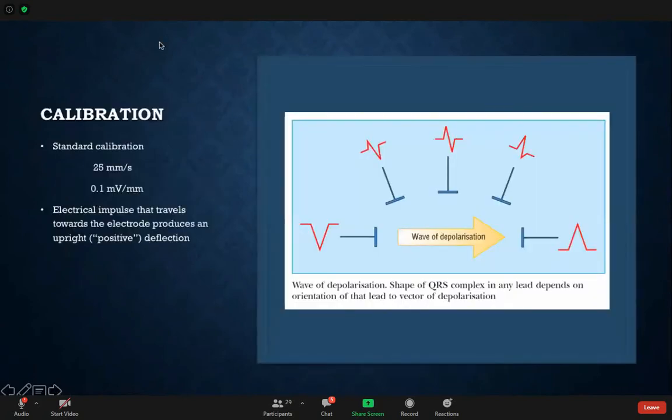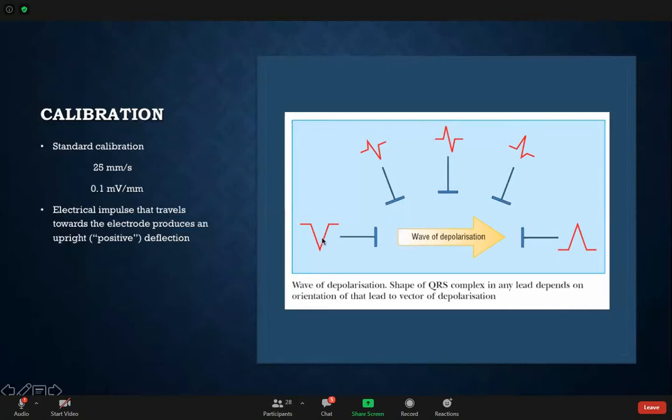So, depolarization. This is the standard calibration. On every ECG sheet, every 25 millimeters equals 1 second. This is the length, when you look at it horizontally. Every 0.1 millivolt is a millimeter, so basically 1 millivolt is two big squares. This is vertically. And electrical impulses that travel toward the electrode produce a bright or positive deflection.